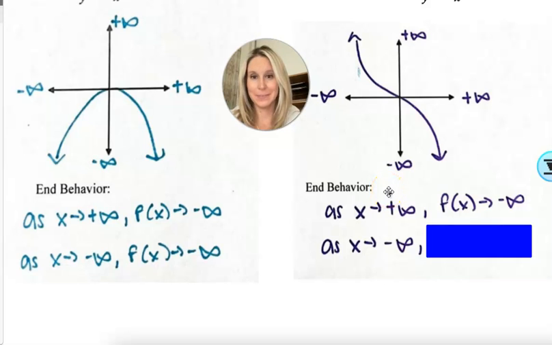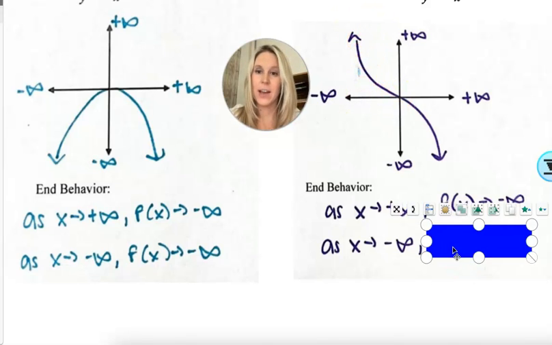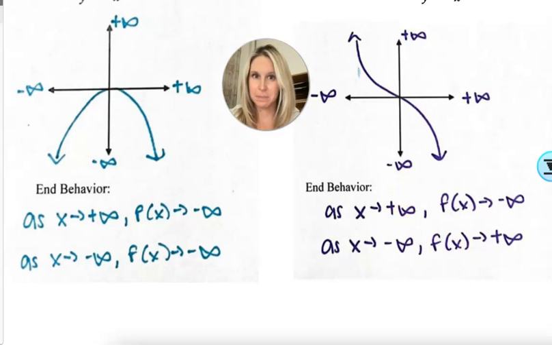Sorry for the mess up. That means as x goes to negative infinity, so on the left, our graph is pointing up, and so our f of x values would be positive infinity.